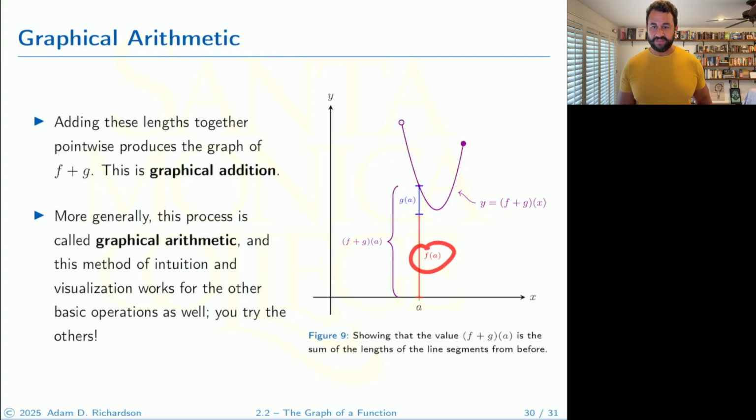So when you think of these outputs, f of a, f of whatever, literally they are heights. So more generally, you can do this with any of those operations: subtraction, multiplication, division. This is called graphical arithmetic. You can try the others with these pictures if you want. If you've got a tablet right now, you can literally draw the line segments and put them together and see what you get.